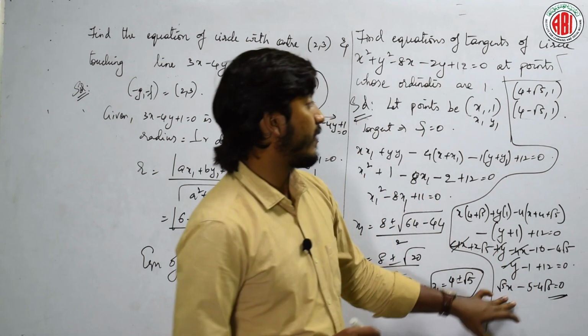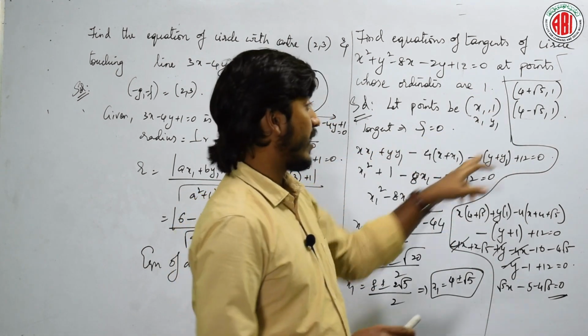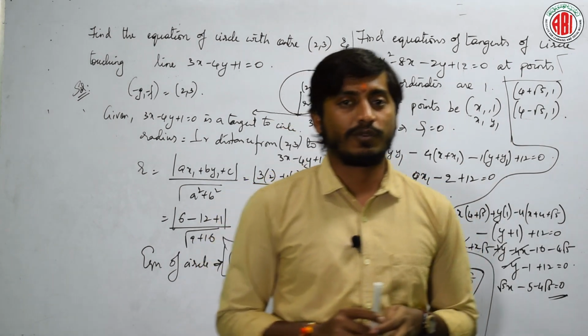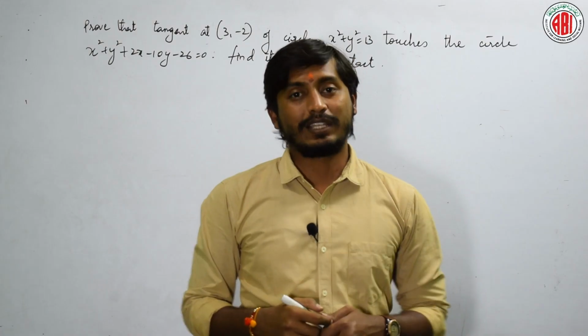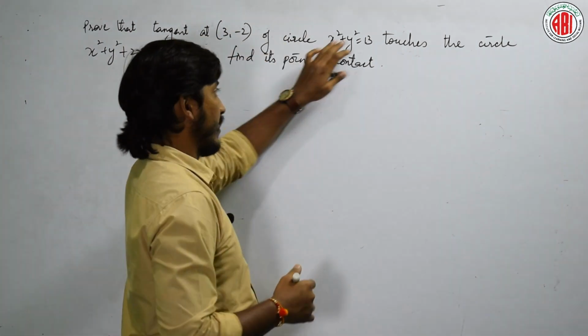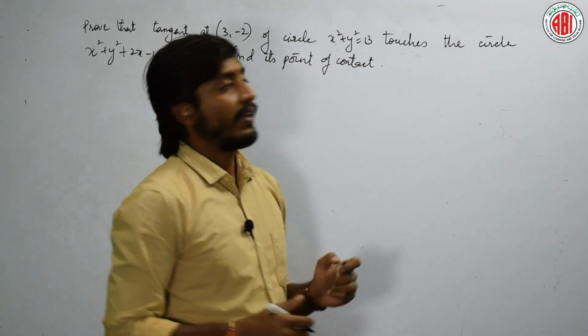This is the equation of tangent for the first point. Similarly, we can find the equation of tangent for the second point also. Is it clear? Shall we move on to the next question? Let us do. Look at the question here. He is telling that prove that the tangent at this point of a circle touches the circle, then find its point of contact. So, how do we write?